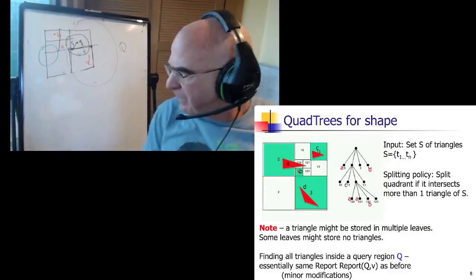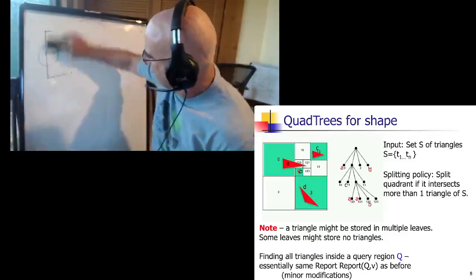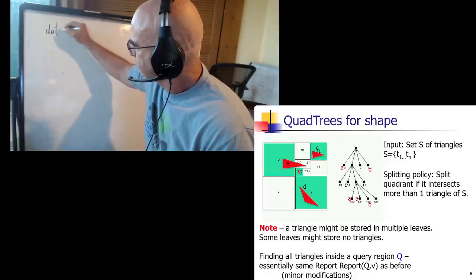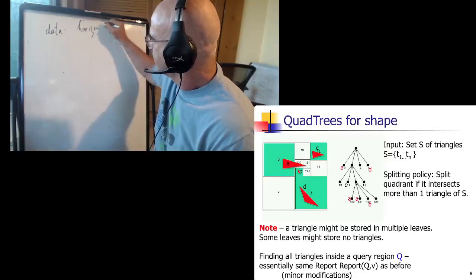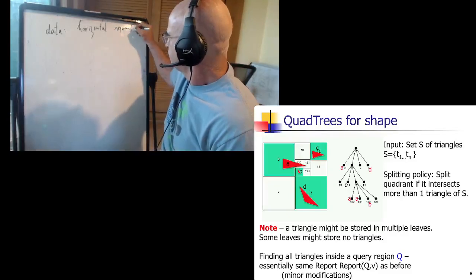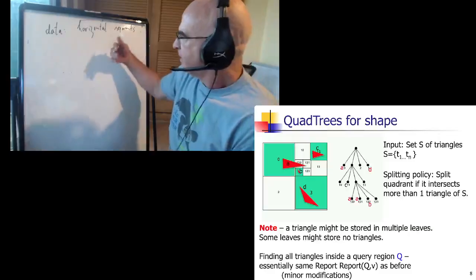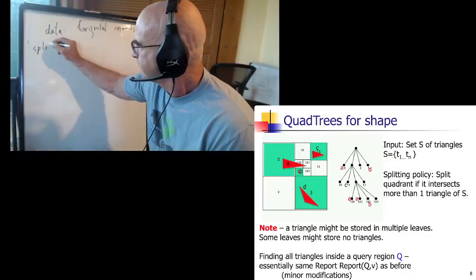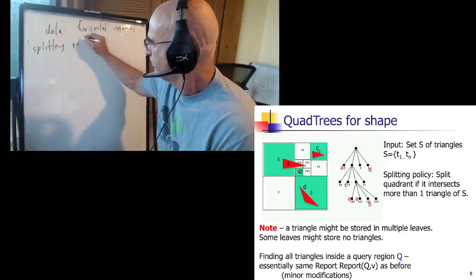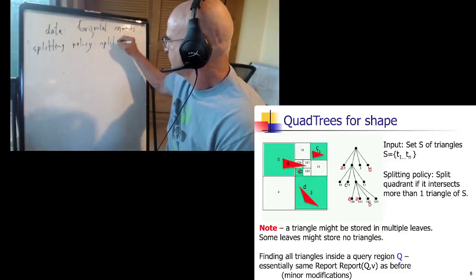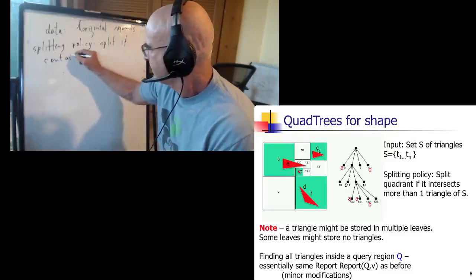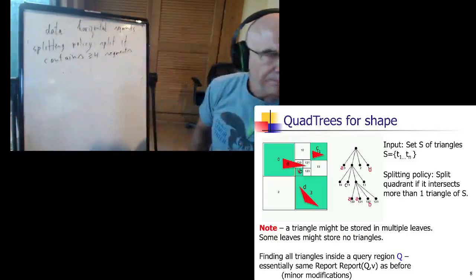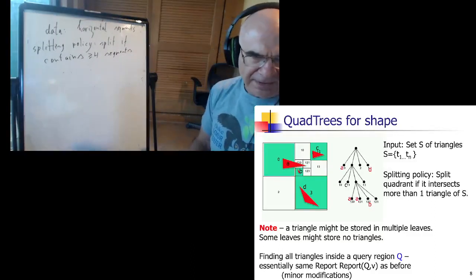Okay, let's play a bit. Let's try to build such a quadtree, but now let's change the data. The data would be horizontal segments, as you have in your homework and project, and the splitting policy is to split if a quadrant contains at least 4 segments. So that's the condition that you have in the homework. Let's see how it works.